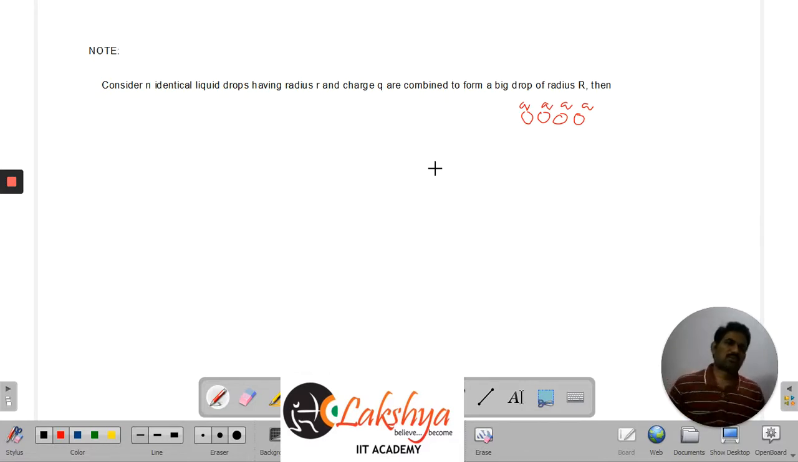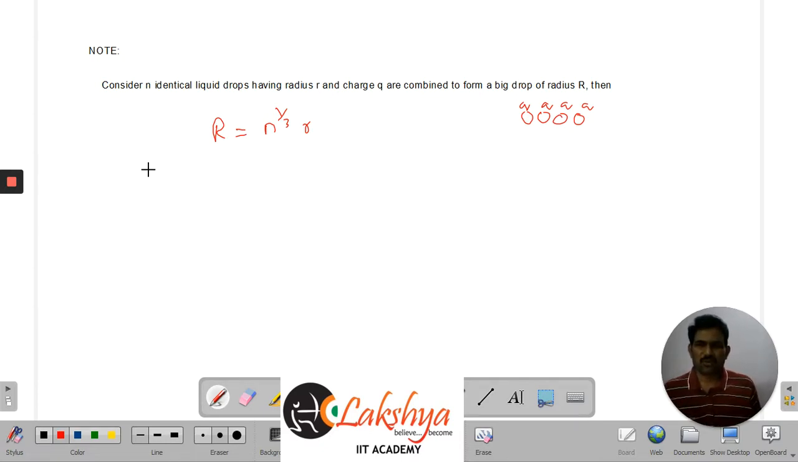In such types of problems, similar problems we solved in the surface tension topic, like a drop dividing into droplets, or small droplets combining into a big drop. So such problems we solved already. To write the relation between the smaller r and capital R, we can consider the volume of this big drop equal to the volume of the n droplets. By using that we can write this relation as capital R is equal to n power 1 by 3 into small r. This is the relation between smaller r and capital R.